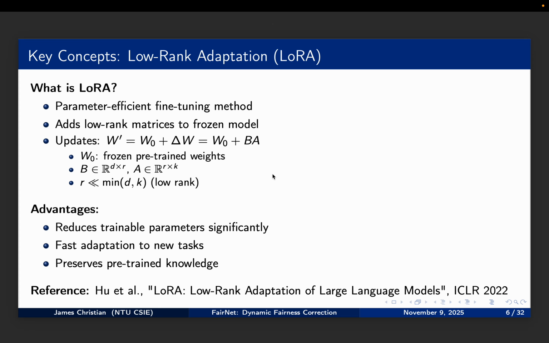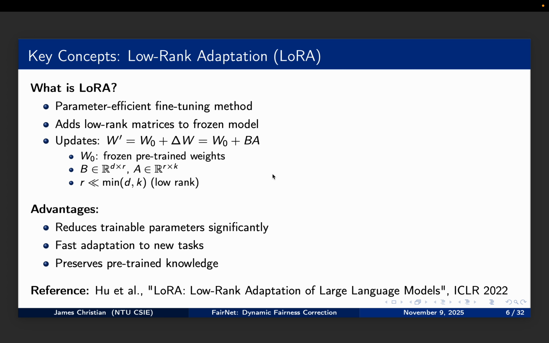Now let me introduce some background concepts. First is low-rank adaptation, or LoRA. LoRA is a parameter-efficient fine-tuning method. It adds low-rank matrices to a frozen pre-trained model. The update is W prime equals W0 plus delta W, which equals W0 plus B times A.